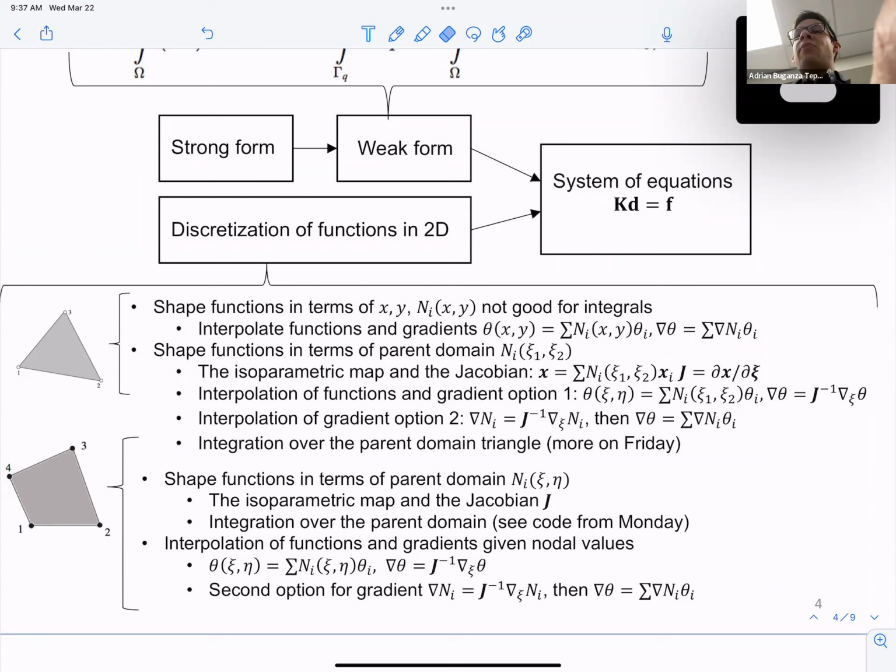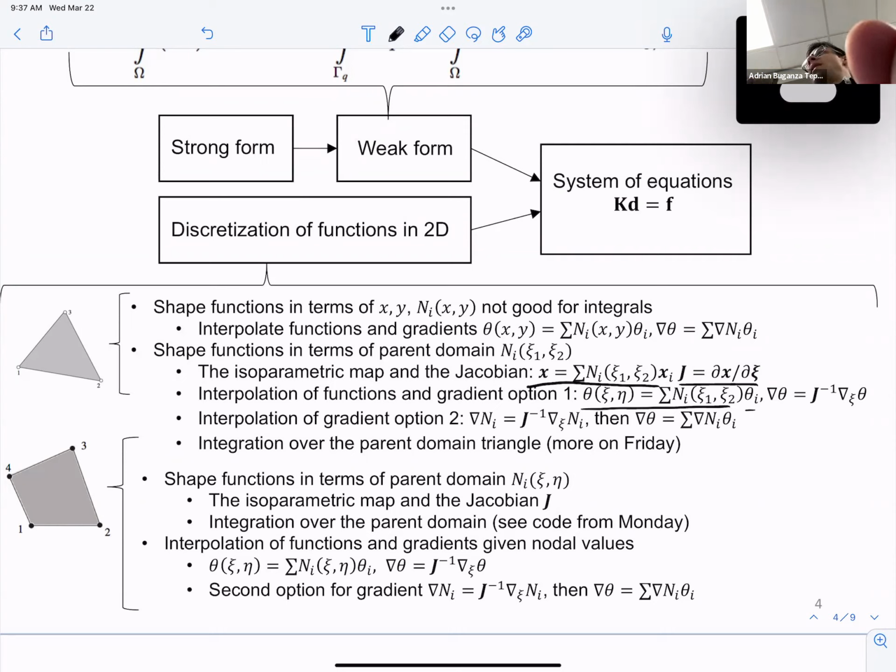So if you want to interpolate the function, you still do the sum of shape functions times the nodal values. But now you also need to interpolate the geometry. So you need to interpolate x as the sum of the shape functions times the nodal coordinates. You need to interpolate the Jacobian, which is the derivative of x with respect to psi. This is a 2x2 matrix.